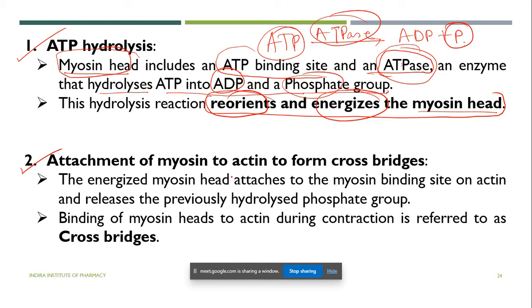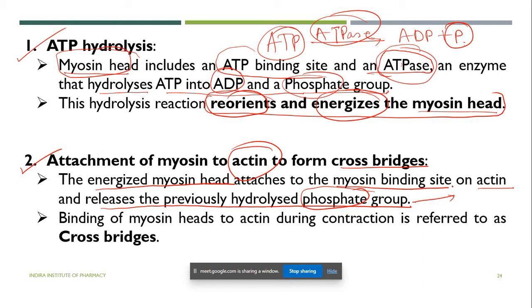The next step is, this energized and reoriented myosin head binds to the myosin binding site on the actin to form cross bridges. So the energized myosin head attaches to the myosin binding site on actin and releases the previously hydrolyzed phosphate group. Okay, so this is important. Once this energized myosin head binds to the myosin binding site of actin, whatever phosphate group had led to the reorientation and energizing of the myosin head gets released.